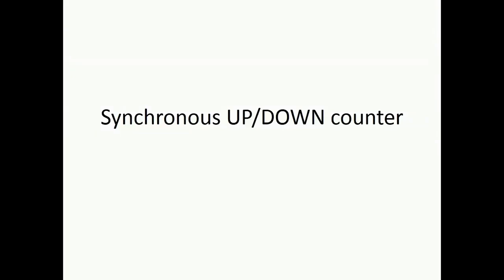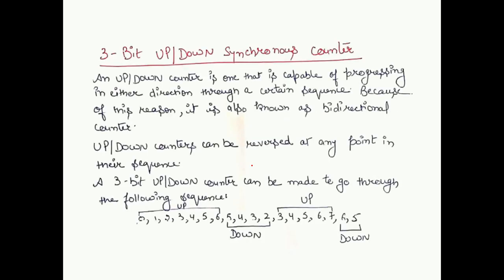Synchronous up-down counter. A counter which can count in both directions, upward as well as downward, that is in the increasing order as well as in the decreasing order. So I will talk about the 3-bit up-down synchronous counter. You can design 2-bit, 4-bit, 5-bit, 6-bit, n-bit up-down counters in the same manner. But I'm going to take an example of a 3-bit up-down synchronous counter.